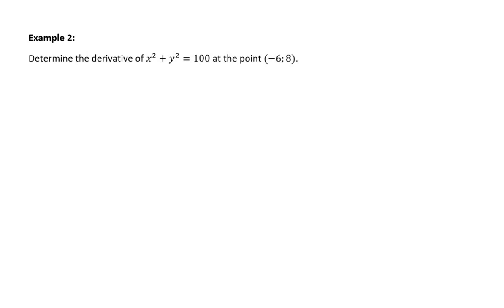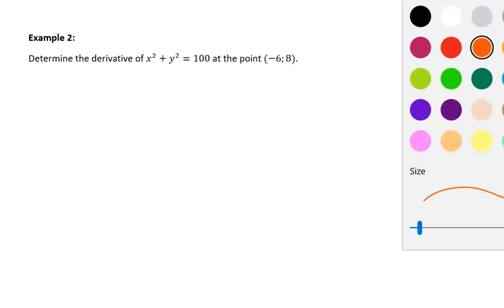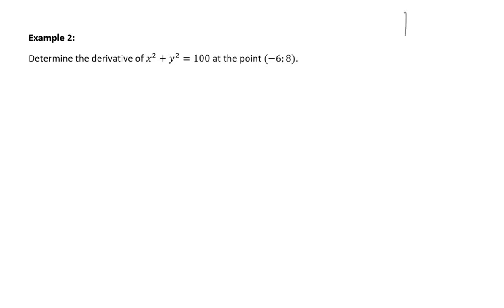Determine the derivative of x squared plus y squared equals 100 at the point. So they've actually given us a point where they want this gradient. Now, just out of interest, x squared plus y squared equals 100 is a circle of radius 10. We haven't done circles yet. We will be doing them. So that's what it looks like. And they're saying that negative 6, 8 will be kind of like a point there. And so they're asking me for whatever the gradient of that tangent at that point.